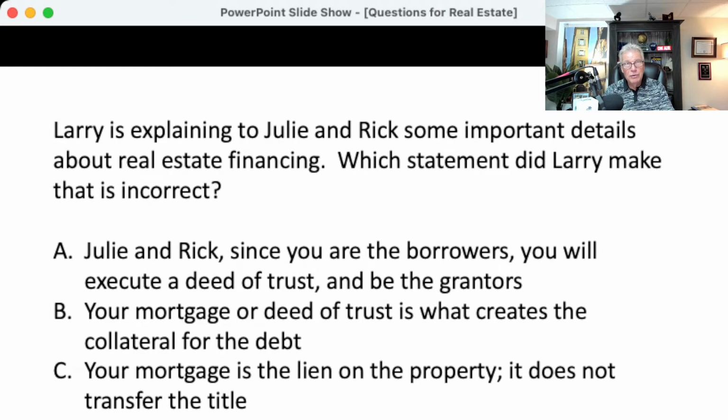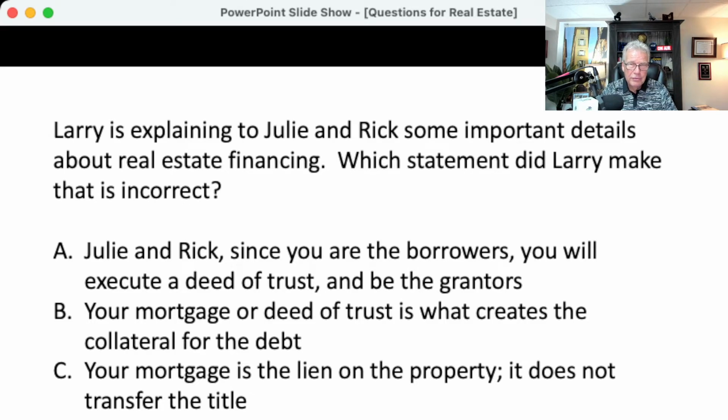One more bonus one, since I had Anne spelled incorrectly. I want to leave on a high note, right? Larry is explaining to Julie and Rick some important details about real estate financing. Which statement did Larry make that is incorrect? Which one of these is incorrect?